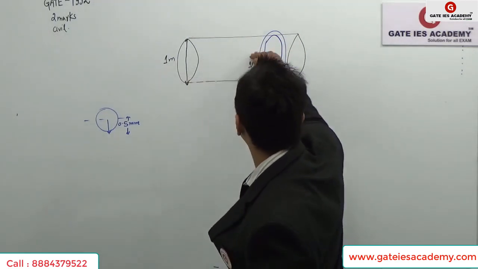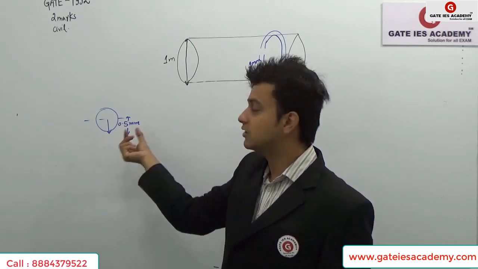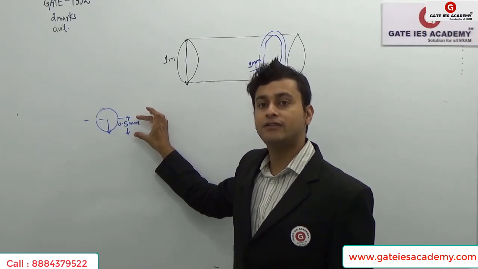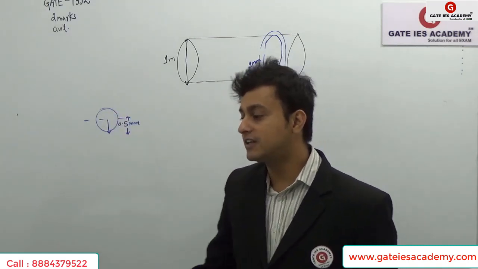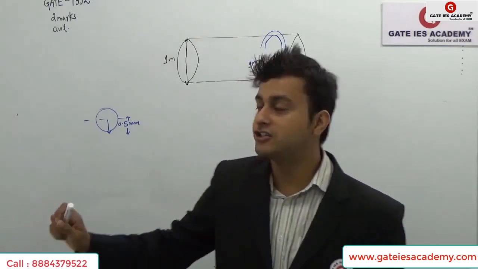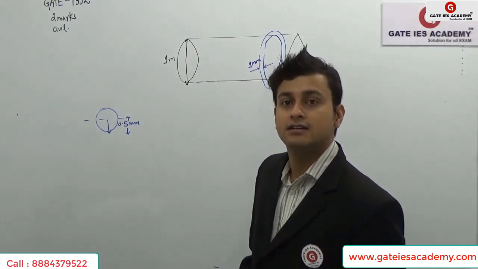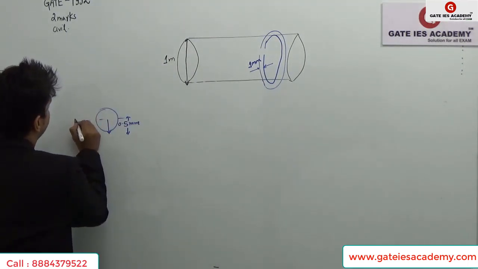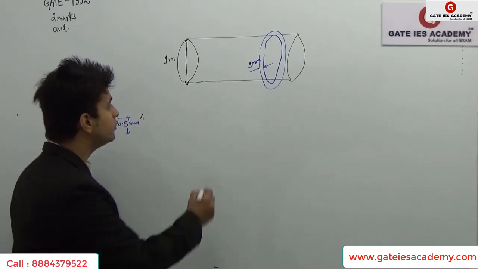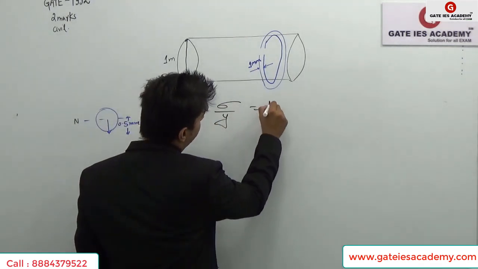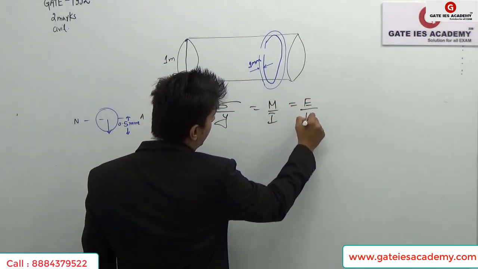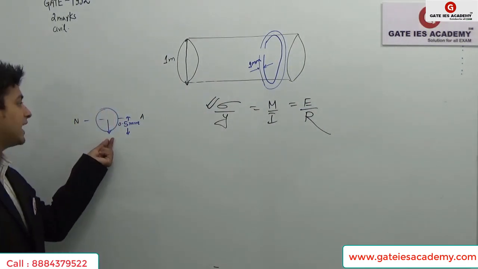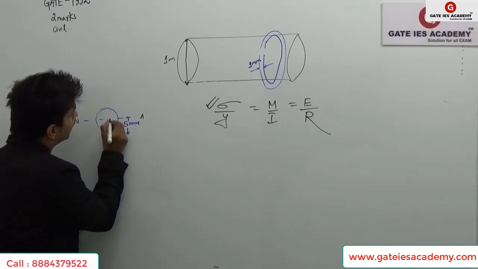Now if I cut this cross section over here and see the cross section of this wire, we'll say that its radius is 0.5 mm. So it is at this distance. Obviously, the moment of inertia of a circular cross section is pi d power 4 by 64 about its neutral axis. So we can use the equation sigma by y is equal to M by I is equal to E by R. We need sigma, the maximum stress induced. We know that maximum stress is induced at the bottommost point or the topmost point.